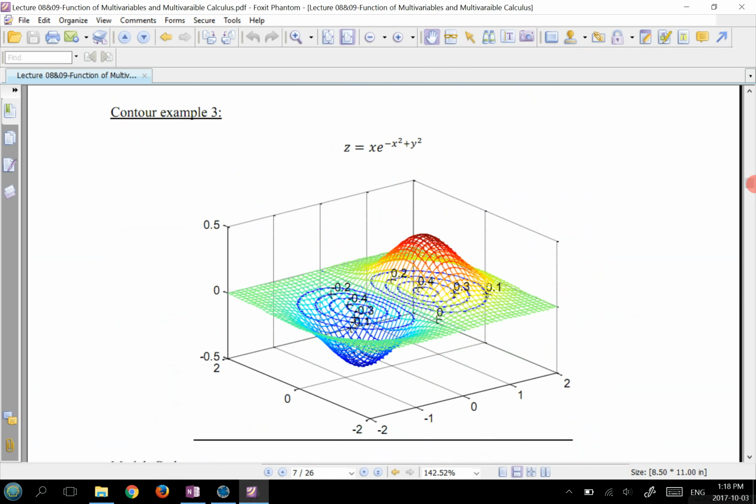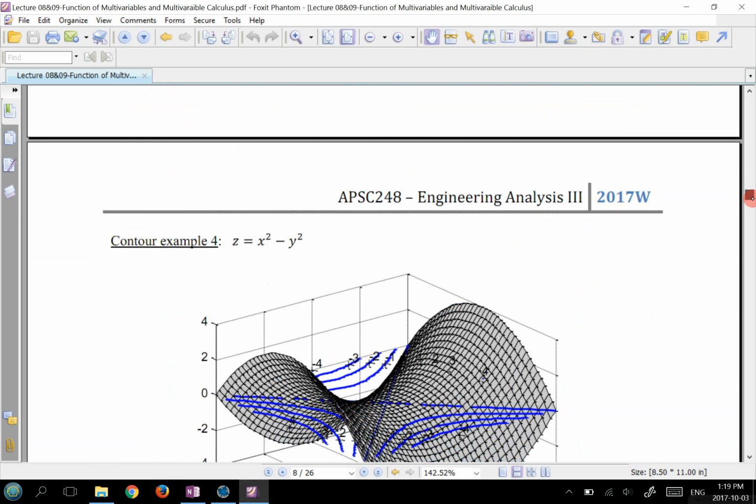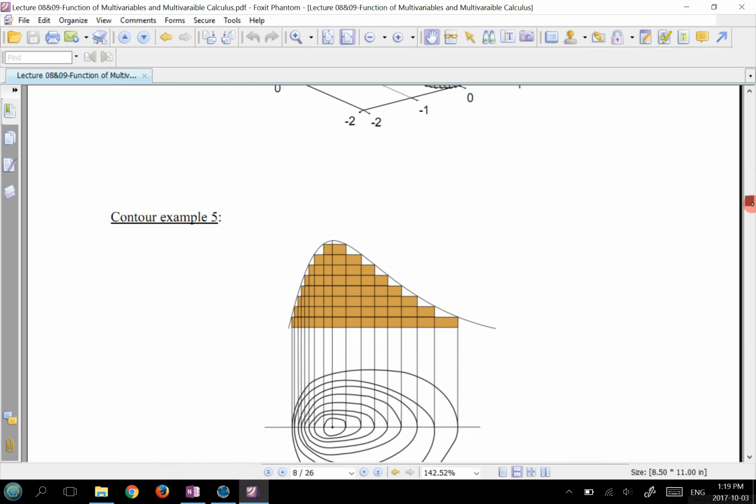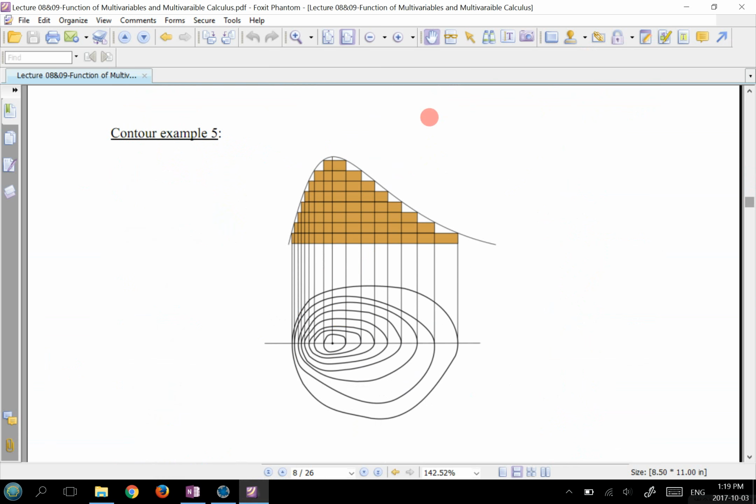Similarly for this function here, there are two bumps, one goes up, one goes down. You slice that, and you get two clusters of circles. And for this one, the saddle, you can get the contour plot like this. Or if you slice a regular mountain, you get a contour plot like this. So that's the contour plot.